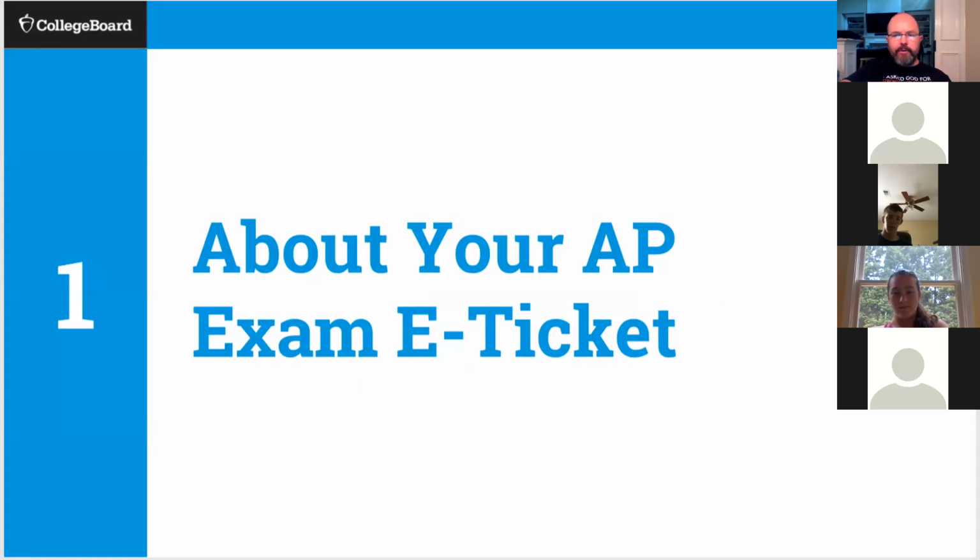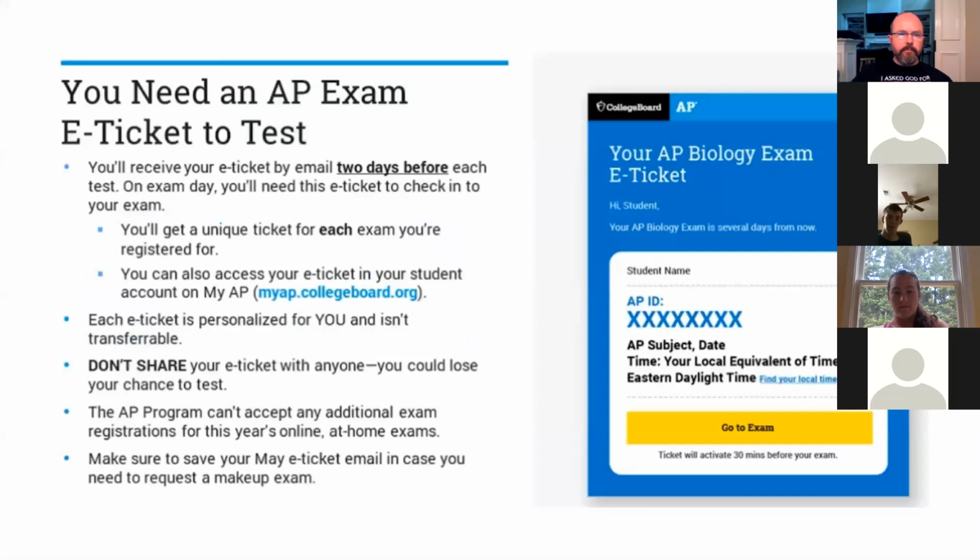If for some reason you don't get the email, some people get their emails spam filtered. If that happens, you can log into the AP classroom and your ticket will be available online for the exams you're registered for. So it will show up that way if you don't get the email. You must have an AP e-ticket to test. You're going to get it 2 days before the exam day, before the test day. On exam day, you're going to need it to check in. It is a unique ticket for each exam you're registered for.